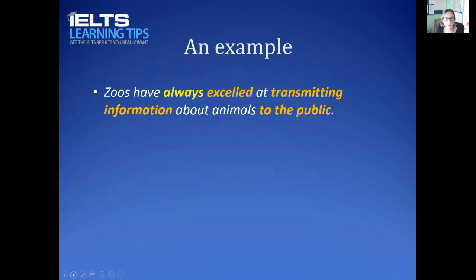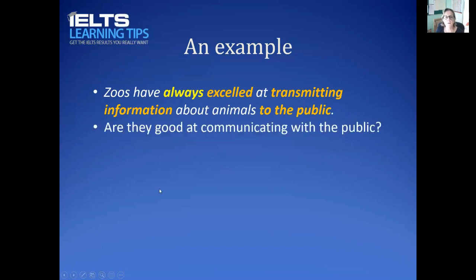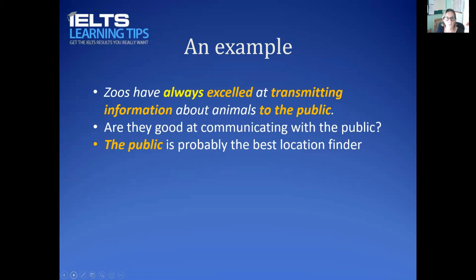Okay, here's an example. Again, it's a zoo one. And here are the keywords. So excel, transmitting information to the public. Okay, so I'm paraphrasing it. Are the zoos good at communicating with the public? And I've highlighted always in a different color because I think that might be important. Okay, so the public is probably the best way to find this information in the text.